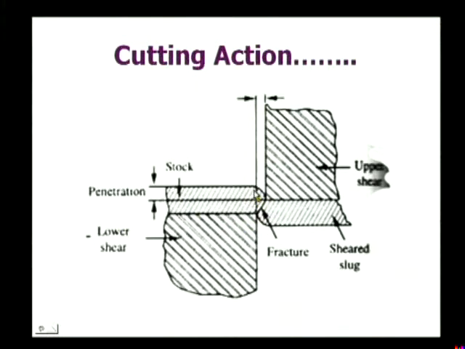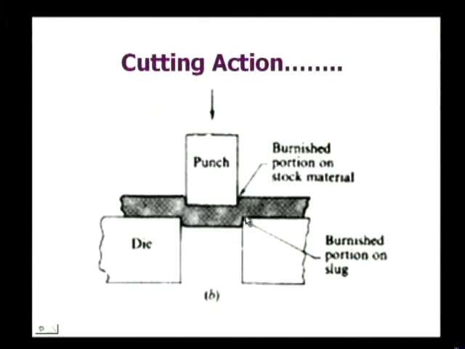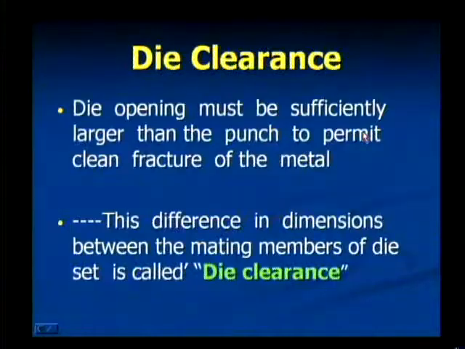So, to cut the material, the punch need not move through the entire depth of the stock. If it moves part of the way, through some depth, the cutting action will be completed, and this depth through which it moves downwards for cutting action is known as penetration. Penetration is nothing but the depth by which it penetrates the metal. Now, die clearance.